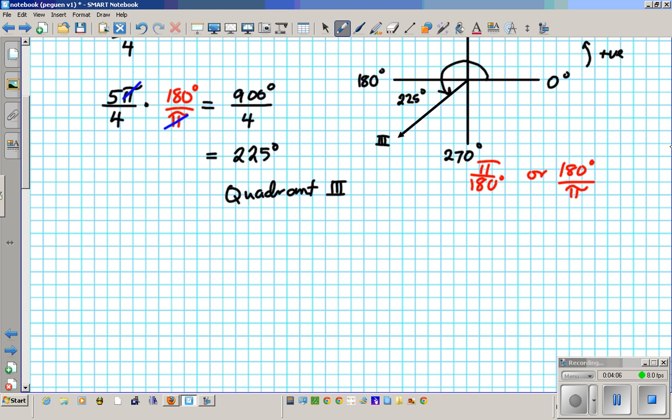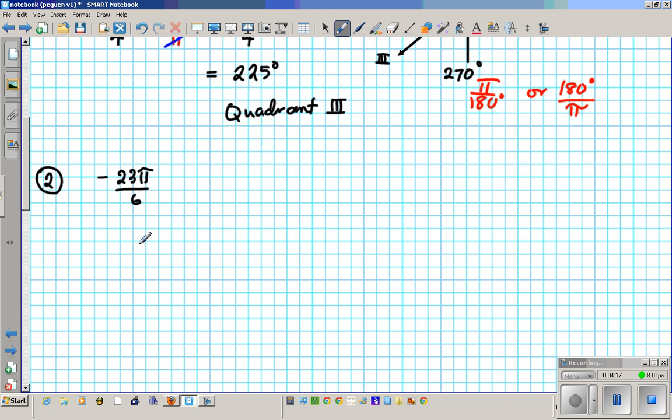Alright, let's take a look at another example. Example number 2. What if we had to deal with negative 23 pi over 6? This is a negative radian angular measure, which will be somewhat complicated to graph if we're not familiar with the radian calibration of our axis. So let's convert this to degrees just to make our life much easier.